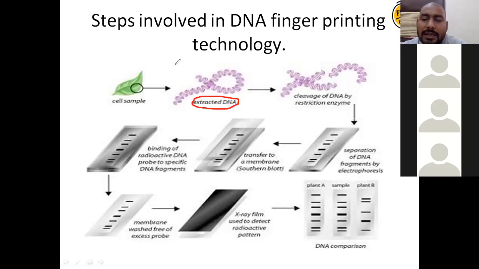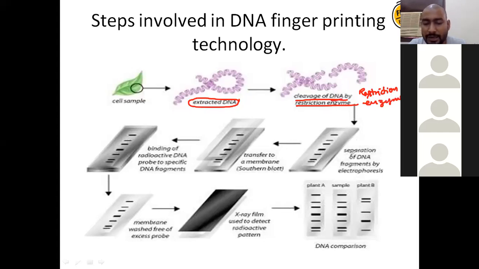Now she is not saying. That is ETBR, ethidium bromide, the DNA stain. So the cell sample is extracted for DNA. During the extraction, we generally use chilled ethanol, and the DNA precipitates and ultimately settles at the base of the tube. Then the DNA is cleaved by a restriction enzyme. The restriction enzyme is used to cleave the DNA molecules into small fragments.